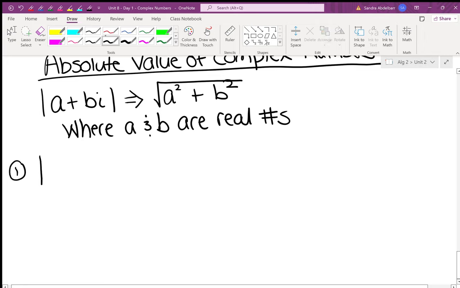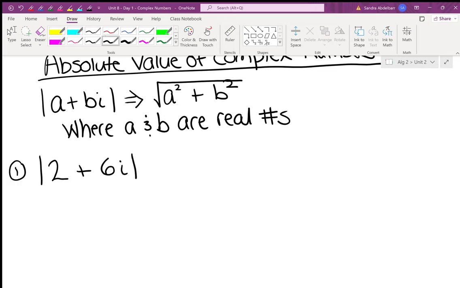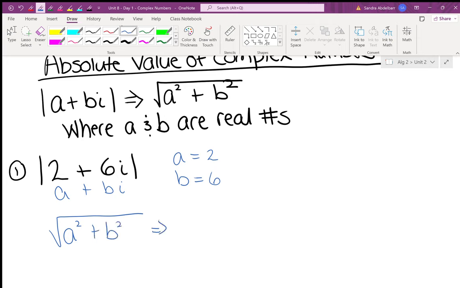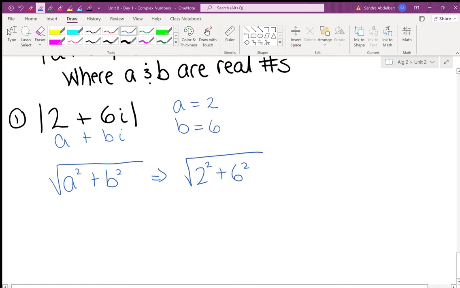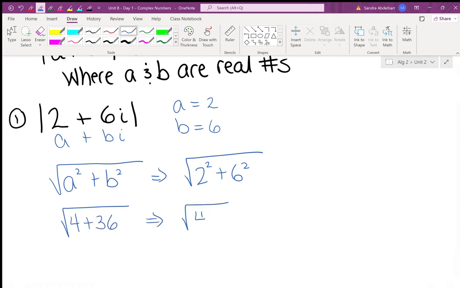So if I want to find the absolute value of 2 plus 6i, remember this fits the format of a plus bi. So my a is 2, my b is not 6i, my b is 6. So if we're going to find the absolute value of this, we're going to take the square root of a squared plus b squared, which will be the square root of 2 squared plus 6 squared. And that's going to be the square root of 4 plus 36, the root of 40, which ends up being 2 root 10.